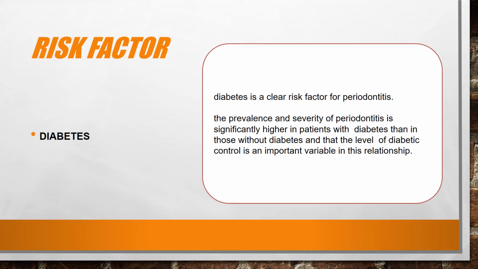Then comes diabetes. Diabetes is a clear risk factor for periodontitis. When there is poorly controlled diabetes, there is increased hyperglycemia, that is, increased production of advanced glycation end products. This could lead to impaired healing and finally to increased susceptibility to periodontitis. The prevalence and severity of periodontitis is significantly higher in patients with diabetes than in those without diabetes, and the level of diabetic control is an important variable in this relationship.